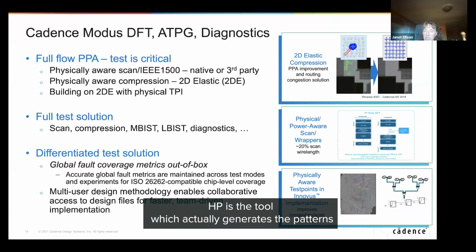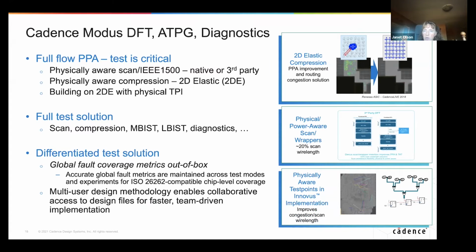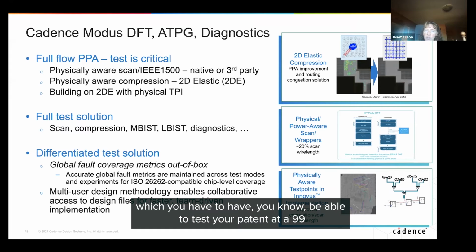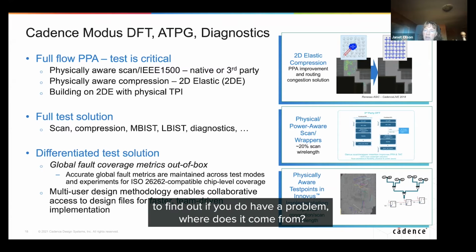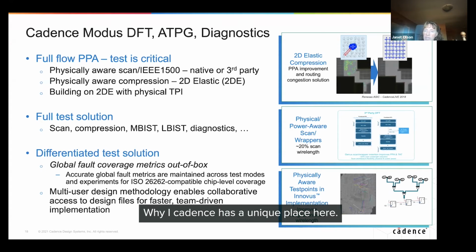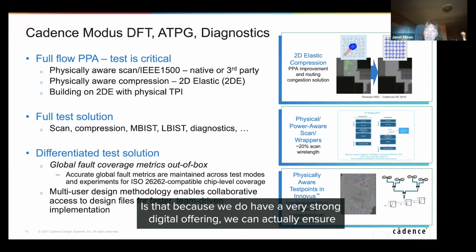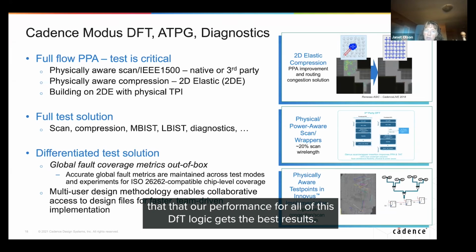ATPG is the tool which actually generates the patterns which you have to have, to be able to test your design at 99+%, and then also diagnostics, to be able to find out if you do have a problem, where it comes from. Why Cadence has a unique place here is that because we do have a very strong digital offering, we can actually ensure that our performance for all of this DFT logic gets the best results.